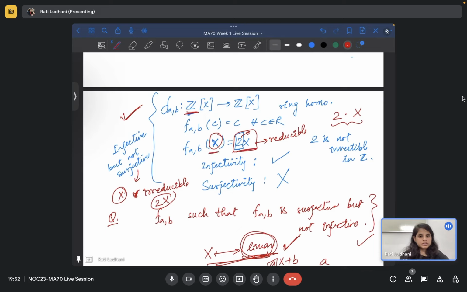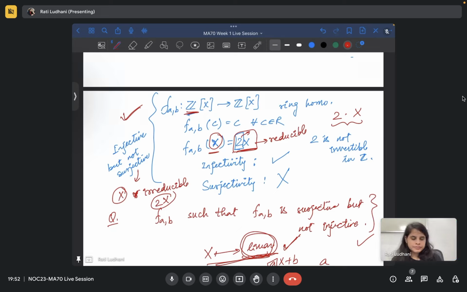So this is a counterexample. That's why I'm saying a is invertible is required here. That is the only thing I think you require. And actually, if a is invertible, you are getting an isomorphism just by this property. Is that clear?